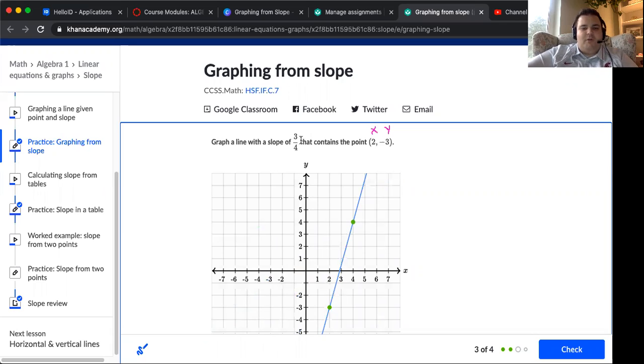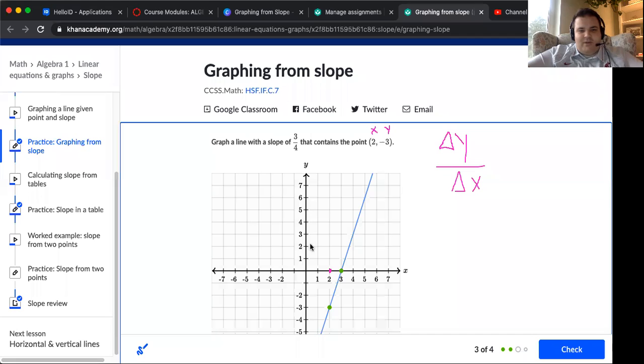Graph a line with a slope of 3/4. Keep in mind that our slope is always going to be change in Y over change in X. So our change in Y is on top of that fraction. Our change in Y is 3. Our change in X is 4. So from that point, we're going to go up 3. 1, 2, 3. Okay, here's up 3. And then for the 4, we're going to go right 4.